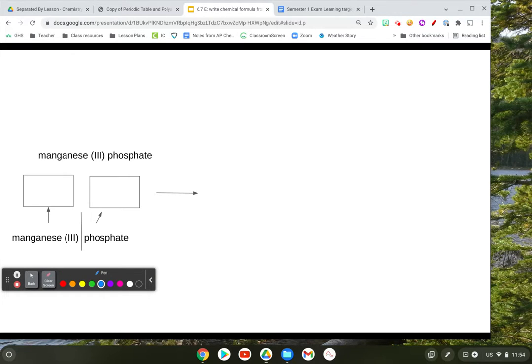All right, so I've got 2 things going on here. I've got manganese 3, which tells me that, again, the 3 is going to be the charge. I just have to figure out the formula of manganese. Manganese and magnesium are spelled similarly, so be careful. Manganese is Mn, and then that Roman numeral 3, remember, tells us that it's a 3 plus charge.